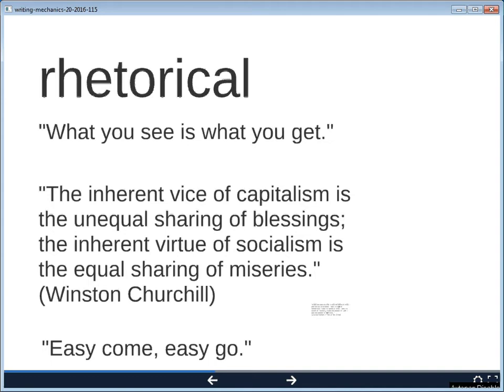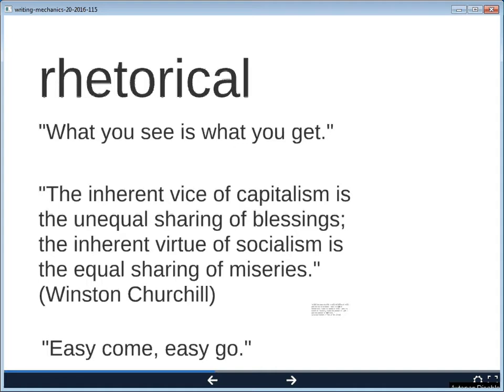Rhetorical parallelism often shows up in common phrases or sayings, and is useful because it helps people remember things. For example, what you see is what you get. You can see how the two parts of this sentence are parallel in construction, the what you see and the what you get.